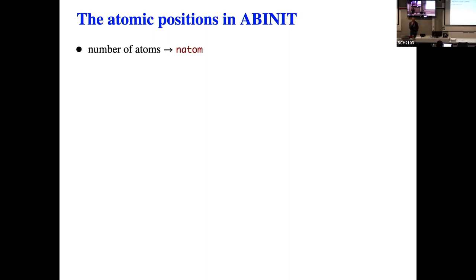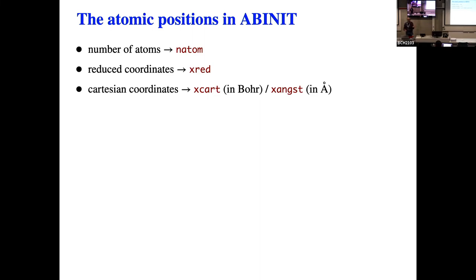Okay, so we're coming to the point of the atoms. So now that we have the lattice vectors, the symmetry, we need to describe the position of the atoms. And first we need to say how many atoms there are in the unit cell. The variable for that is called natom. Then we can define either the reduced coordinates, so expressed in terms of the lattice vectors, but we can also specify the coordinates in Cartesian coordinates, either in atomic units, the Bohrs, or in angstroms. And so for each of them, you have one specific variable. It's either this one, xred, reduced coordinates, either the Cartesian coordinate or the Cartesian in angstrom. You need to specify only one of the three. You cannot specify three of them. Okay? So I think that is also part of the question.